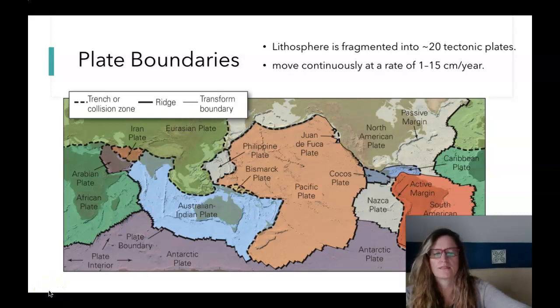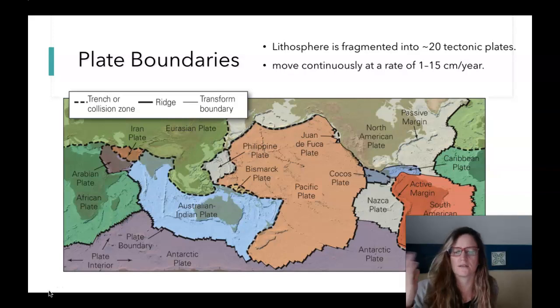So here's a look at the plates. Each color block here is a different plate. They are the lithospheric plates, so they include the crust and the upper mantle, and there are about 20 of them. They move around at a rate of 1 to 15 centimeters per year. I would say the average is probably something close to 3 to 5 centimeters per year.